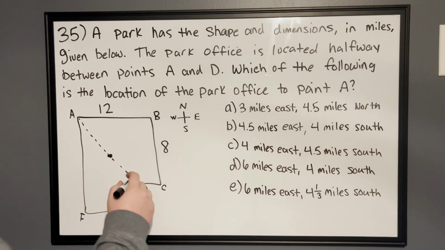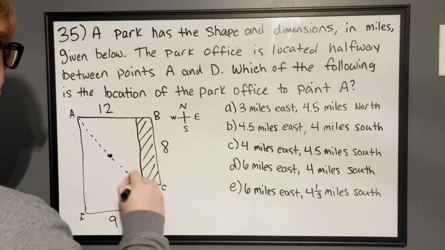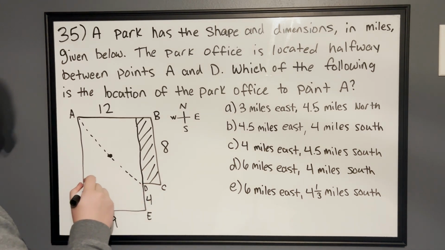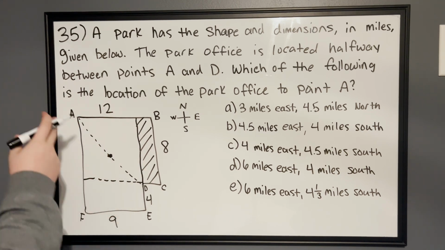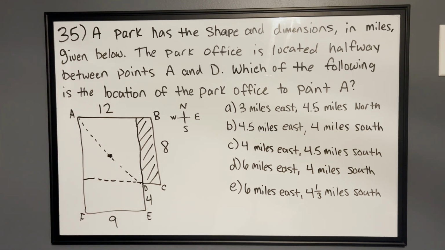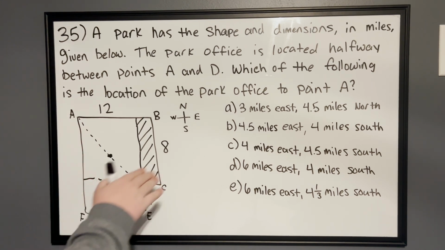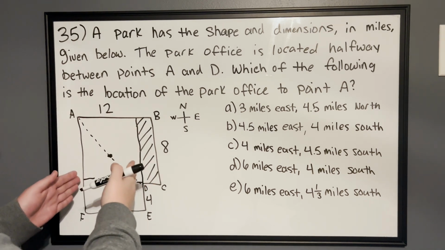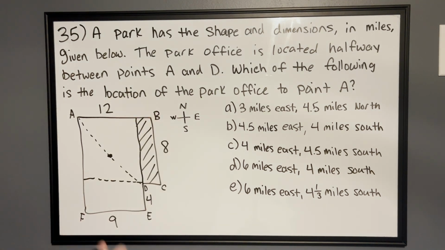Well, we don't even need to worry about this section of the graph. It doesn't matter. This section is just completely useless to us right now. All we need to worry about is also this section. We don't even need to worry about. We just need to worry about this square and finding the middle between A and D. So let's figure out how far we have to go. Well, to get to it on the horizontal axis, on the east-west axis, we know that this whole distance right here between A and D is 9 miles long. So to get halfway, we need 4.5 miles east.